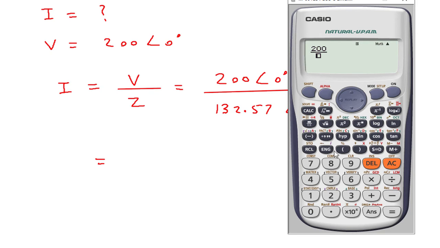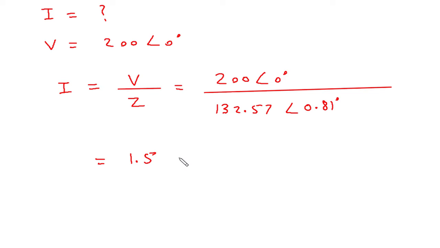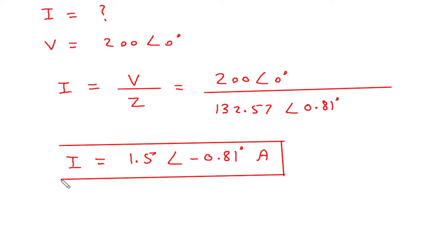200 divided by 132.57. So it is 1.5 only. 1.5 at an angle of 0 degree minus 0.81, so it will be minus 0.81 degree. This is the value of current I and its unit will be ampere because it is current.